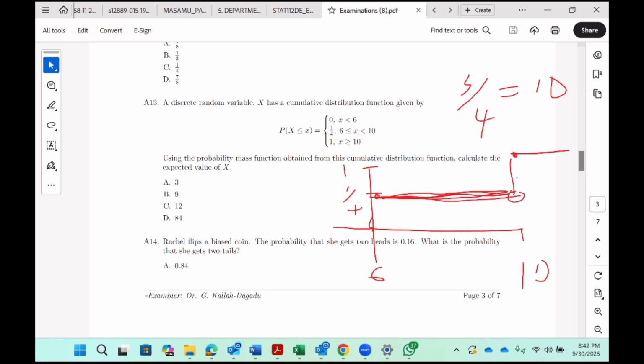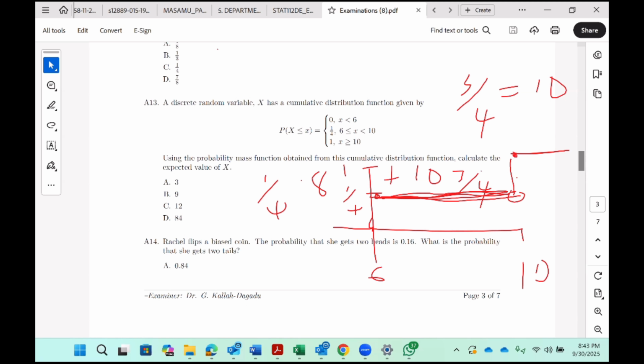So you have 6, 7, 8, 9. 10 is not inclusive. So between that, we are getting 8. So 8 should give us the mid value. So you have 1 over 4 times 8, plus 10 times the remaining one, which is 3 over 4. So when you add this, that will give you an expected value.